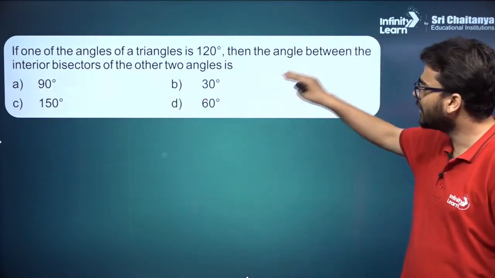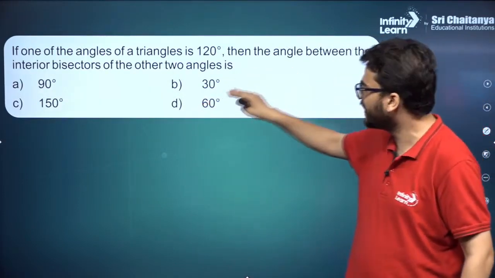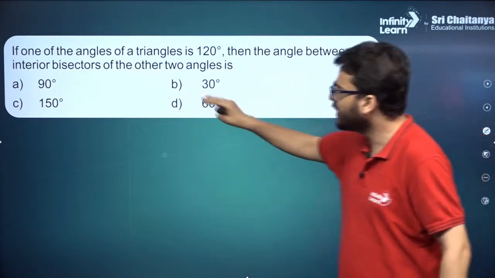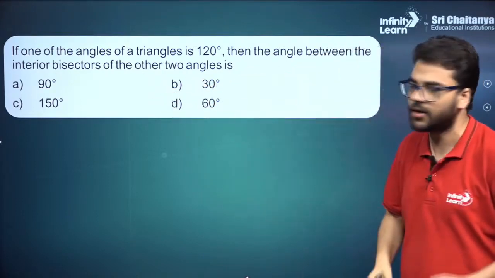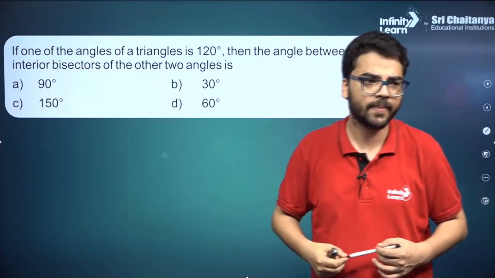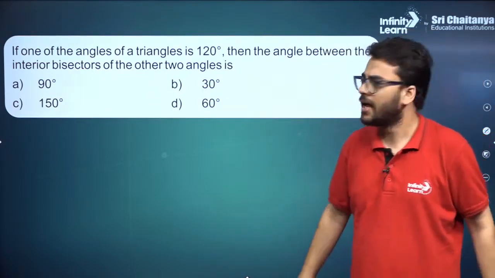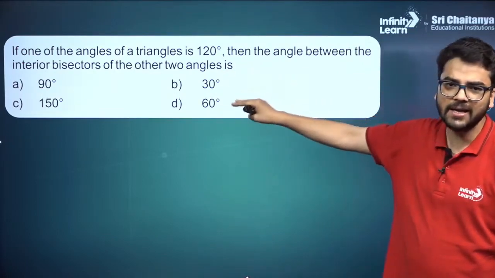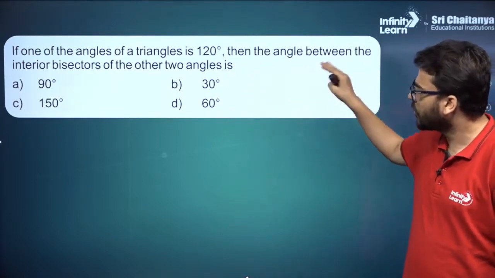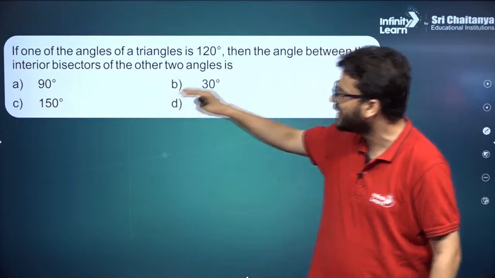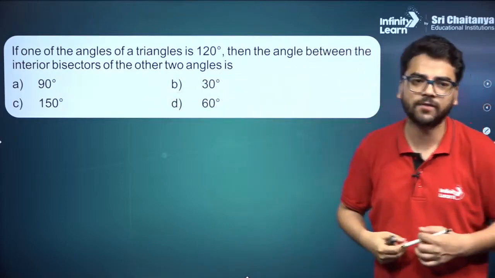If one of the angles of a triangle is 120 degrees, then find the angle between the interior bisectors of the other two angles. Can you try doing this one? Okay, Hamid. Try doing this one. So if one of the angles of a triangle is given to be 120 degrees, then you have to find the angle between the interior bisectors of the other two angles of that triangle.